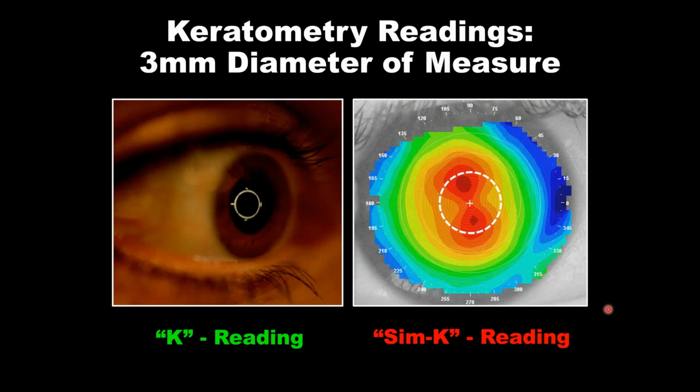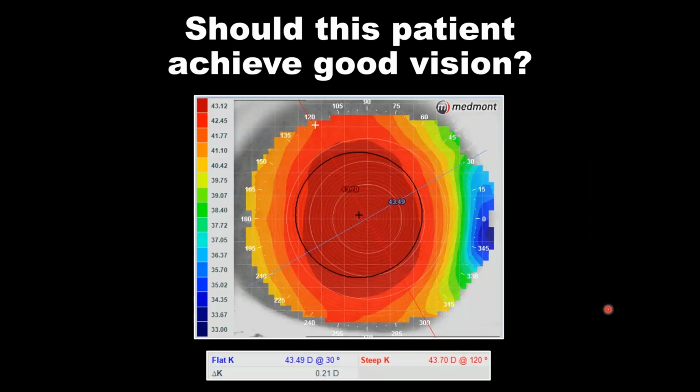Now, keratometry, we have to talk about. It's such an important piece of information. Of course, it gives us the radius of the eye. It gives us perspective on how steep or how flat the eye is. It also provides us with an understanding of the corneal astigmatism. So K readings are very important.